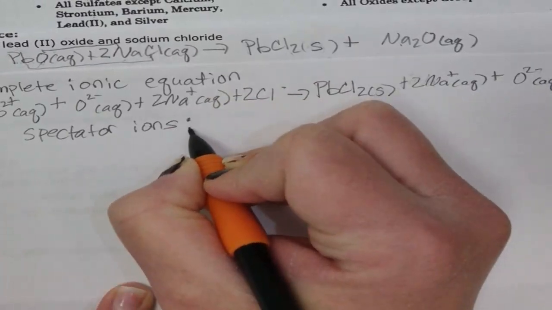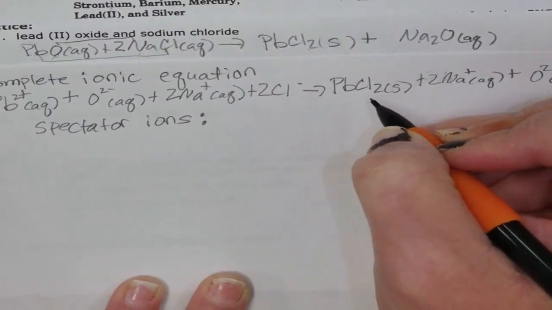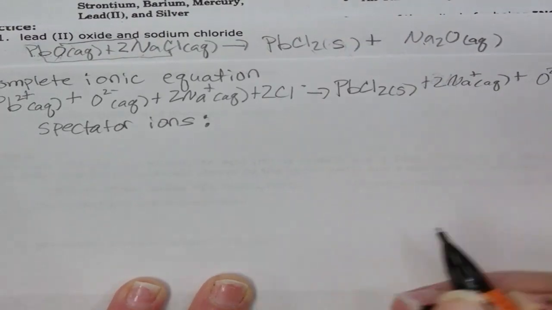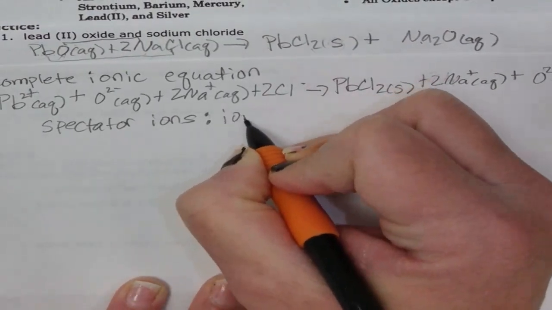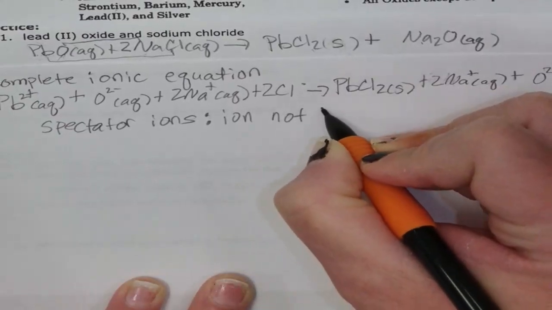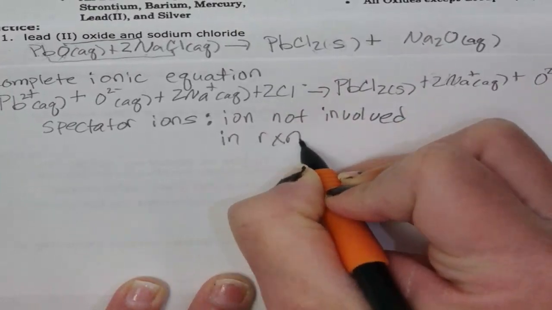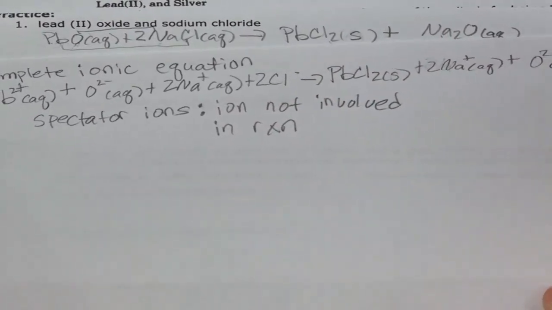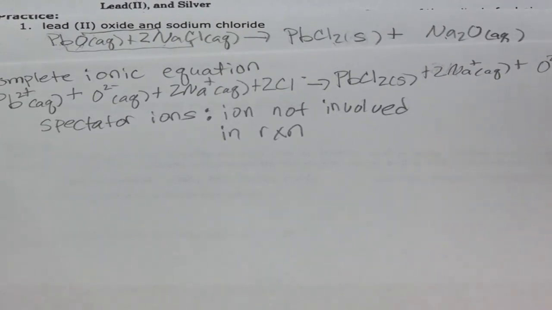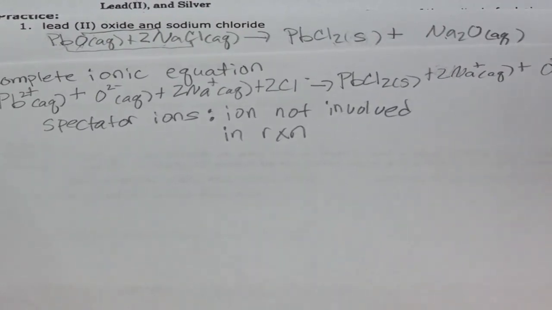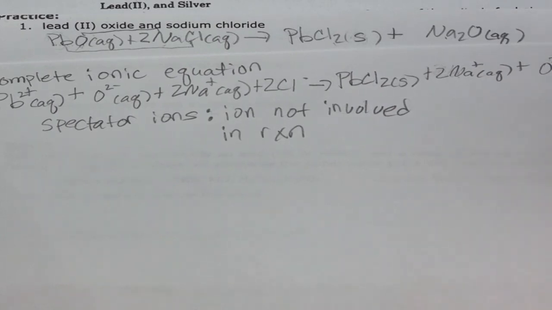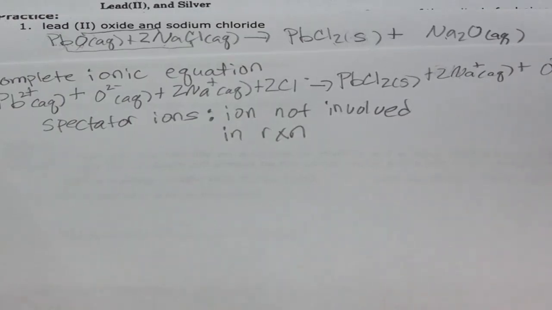What is a spectator ion? A spectator ion is an ion that is present in the reaction but is not involved. So, ion not involved in the reaction. Now, let's think about this for a quick moment. If you go to a football game and you're in the stands cheering on our team, and the team scores a touchdown, did the team score a touchdown because you were in the stands cheering? No, they did not.